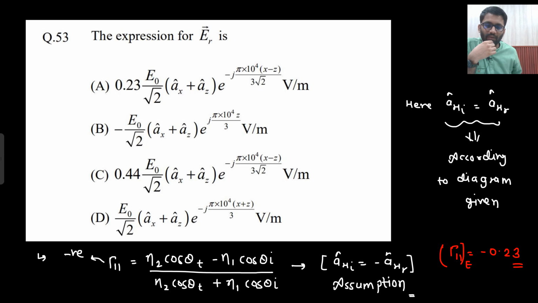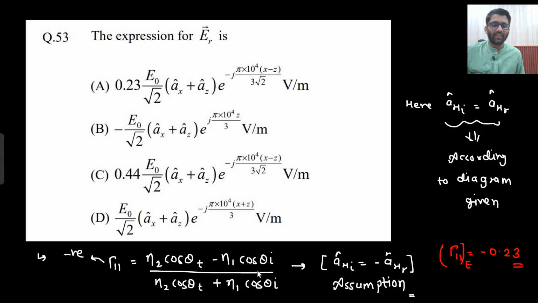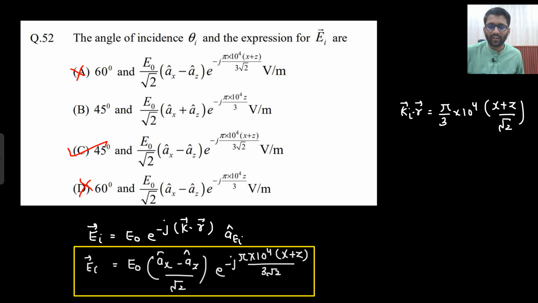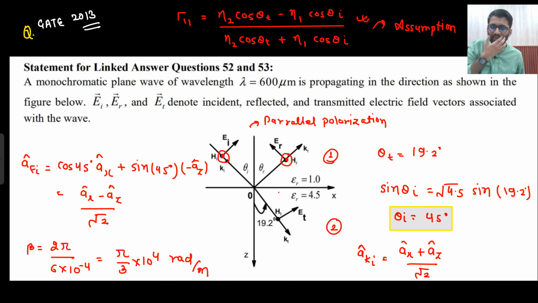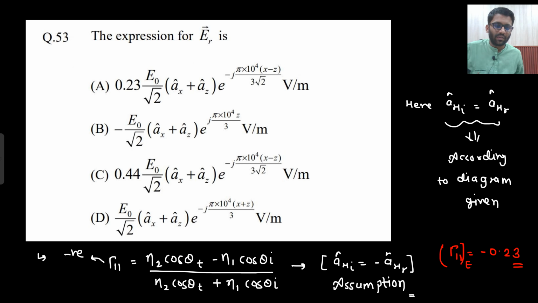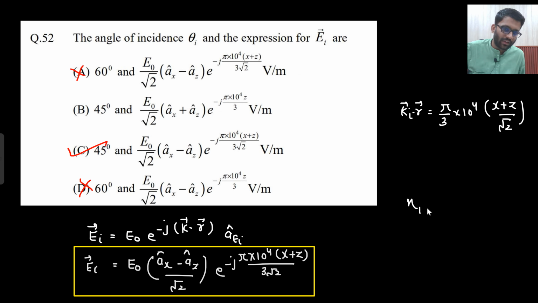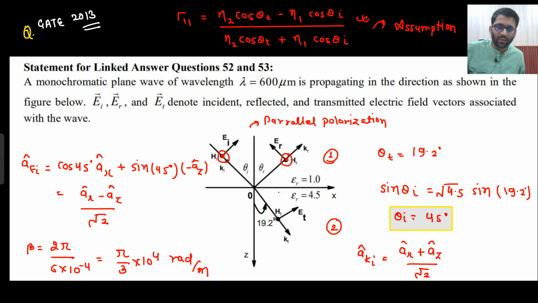So now we need to find the value of gamma parallel. Incident angle, reflected angle, everything we have. Eta 2 value we have, eta 1 value we have, right? Do we have eta 2 and eta 1 value? Eta 1 will be 120 pi, and eta 2 will be 120 pi divided by under root 4.5.